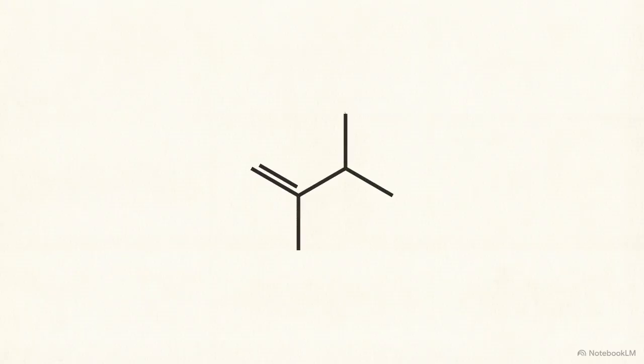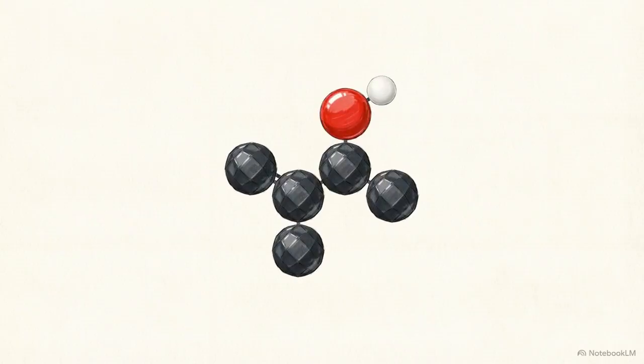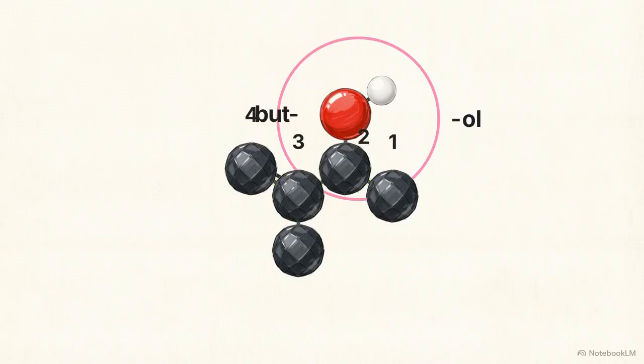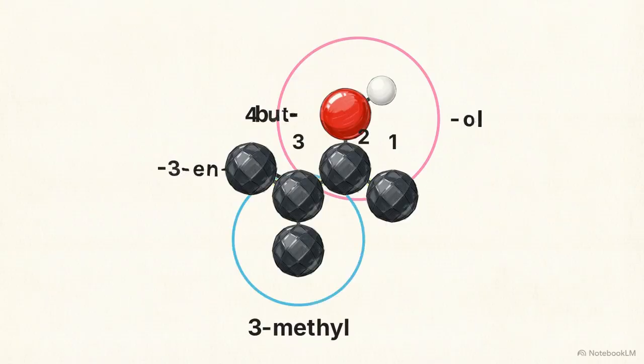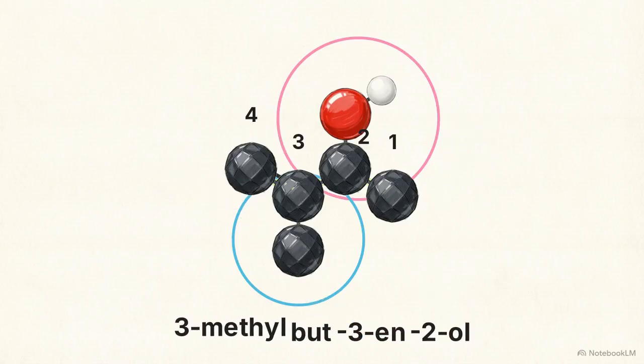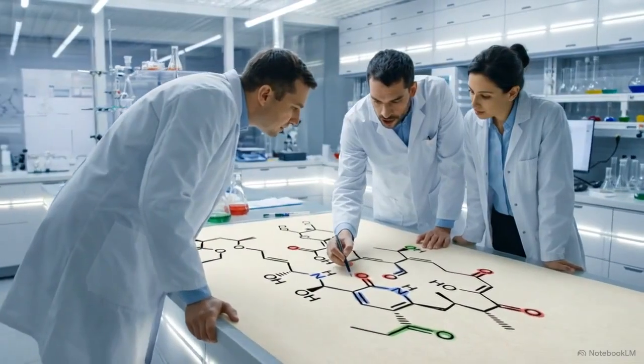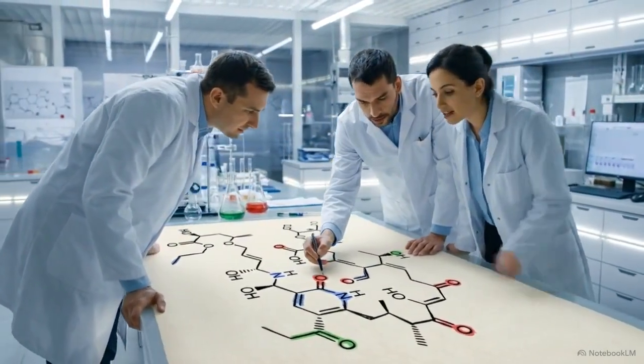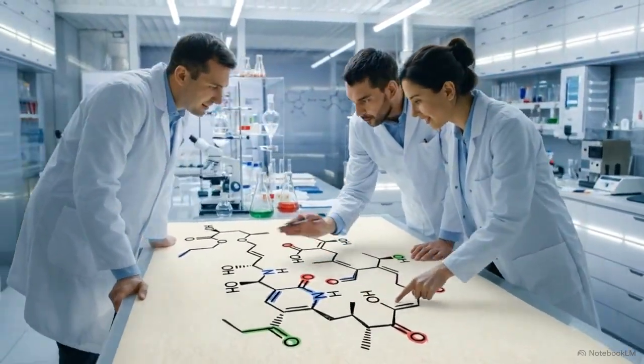Now we can return to the structure that appeared intimidating at the start. By applying the 6 steps in order, identifying the chain, prioritizing the group, numbering the carbons, locating substituents, alphabetizing, and punctuating, the structure is identified. This framework is the same system used by chemists globally to ensure their findings are understood without confusion.